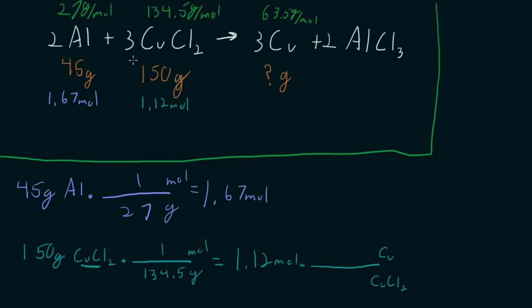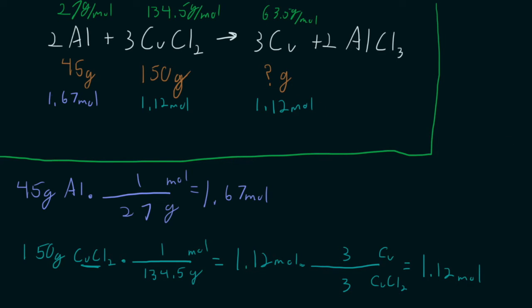So what's that ratio going to be? I've got 1 CuCl2 for 1 copper. Hopefully by now you're really seeing why we need to balance these reactions. So that's going to be an even ratio. So according to this guy, I'm going to get 1.12 moles. Okay? So it's going to be 1.12 moles.